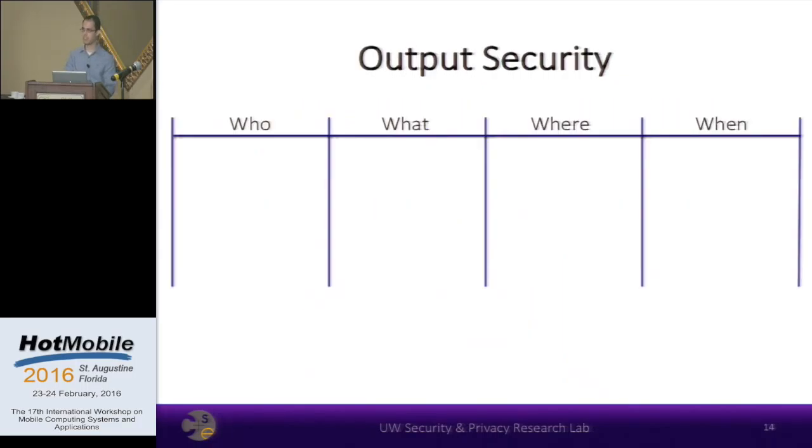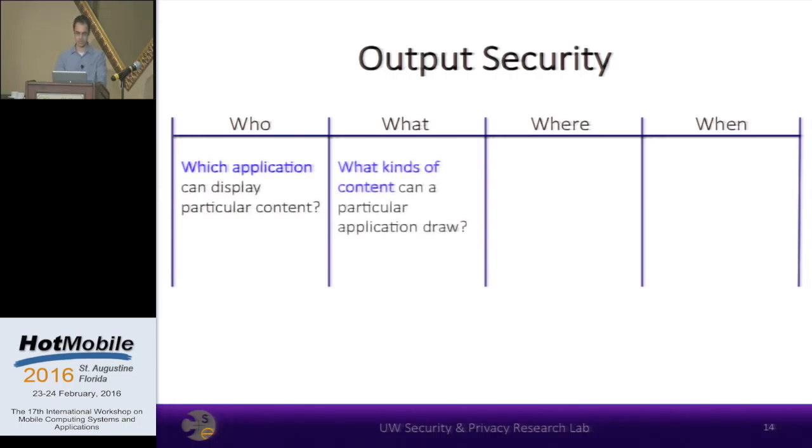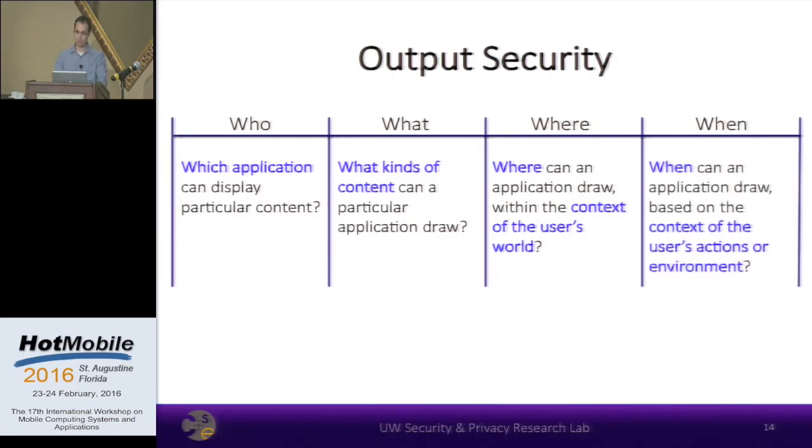And to better understand the need to address the various risks involving AR output security, we can consider the spectrum of issues that might arise along several axes of application behavior. The first being who or which application can display certain content, what kinds of content apps can display, where apps can draw within the context of a user's view, and when apps can draw based on the context of a user's actions or environment. And to better flesh out these axes, we'll walk through several examples now.